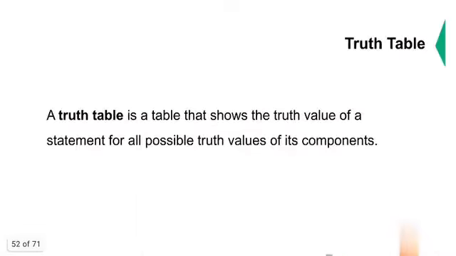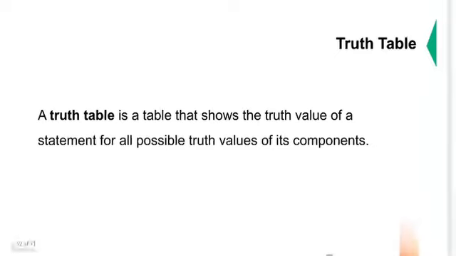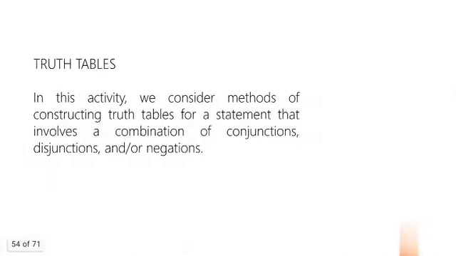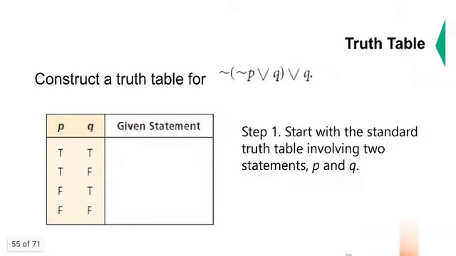Okay, now, truth tables. Definition. A truth table is a table that shows the truth value of a statement for all possible truth values of its components. Ibig sabihin, we will make sure na na-verify natin lahat ng possible cases. Di ba? For us to be able to say with confidence na yung statement na yun ay true talaga. Okay, let's start now.